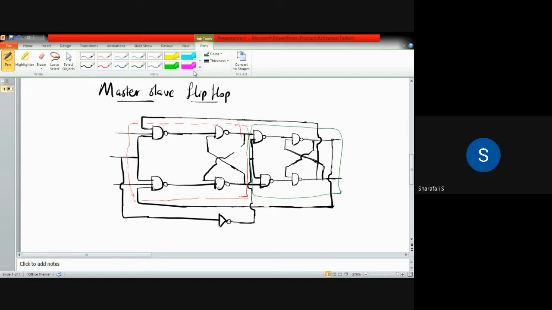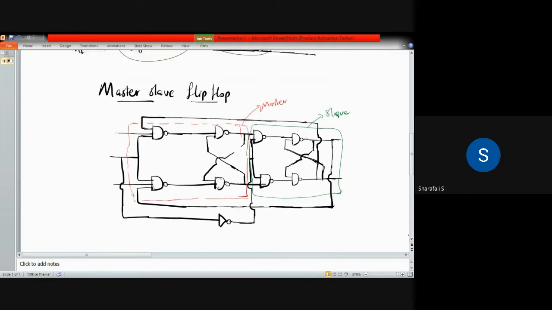So we have two different JK flip-flops here. One is acting as master, the other one is acting as slave. Now how can we eliminate that race around condition in this master slave flip-flop that we discussed?